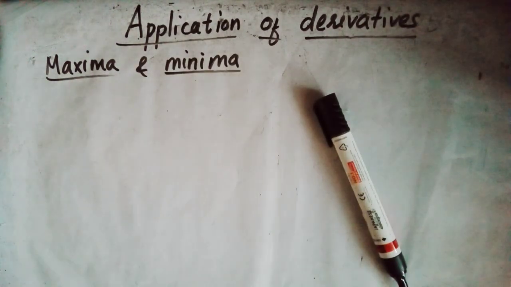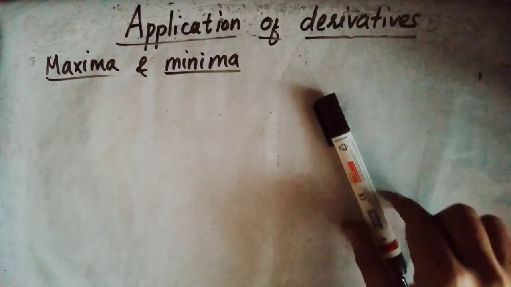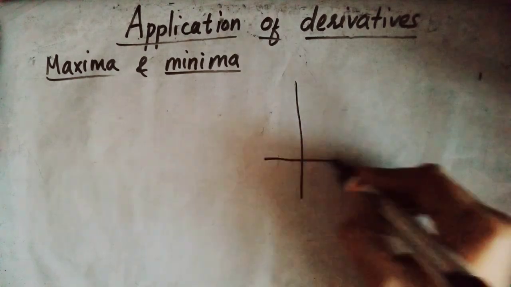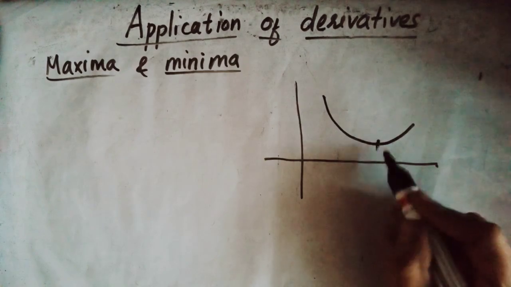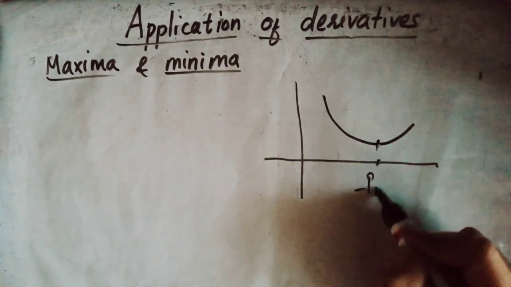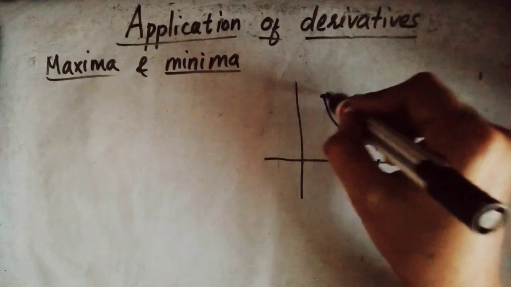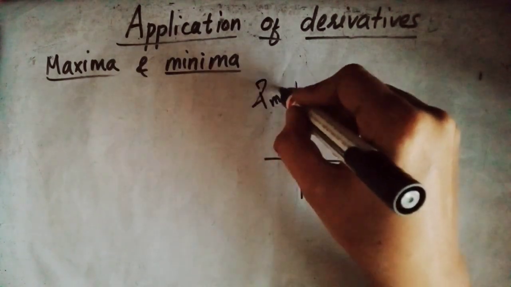Hello students, so we have started the topic application of derivatives, and today we will learn the subtopic maxima and minima. Now in this subtopic we are going to find the maximum value of a function and minimum value. Suppose there is a graph like this. Obviously from the graph we can find this becomes its minimum value, and here it becomes its maximum value.